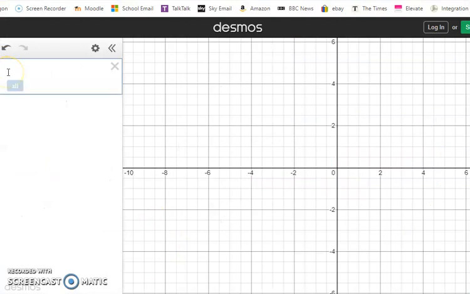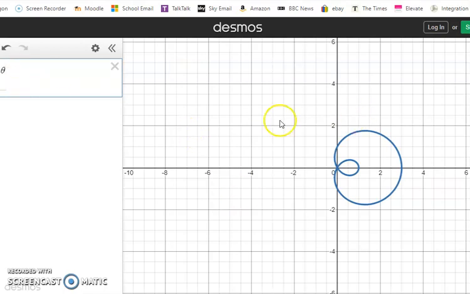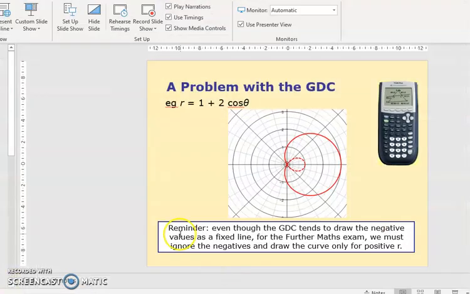I'm going to type this in slightly differently. I've got the wrong one here. r equals 1 plus 2 cos theta. I'm going to type it in. This is the kind of thing you get. I've typed in exactly the same, but this is what you get on your black calculator if you type it in. It doesn't distinguish between the negative bits of the loop and the positive bits of the loop. And there'll be a temptation, if you just relied on your calculator too much, to draw all of that. So just be aware that if you were to draw all of that, you'd lose some marks.